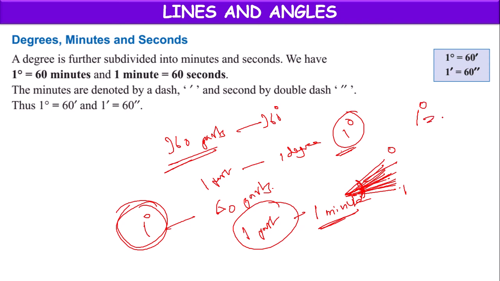So 1 degree equals 60 parts. Each part will be 1 minute. Here it is denoted by a dash. So 1 degree equals 60 dash, or 60 minutes.